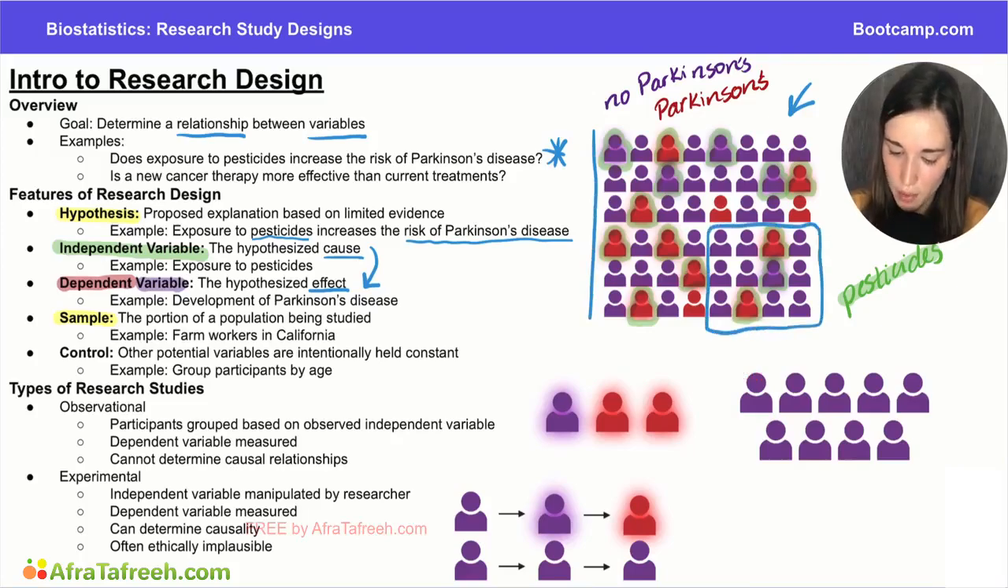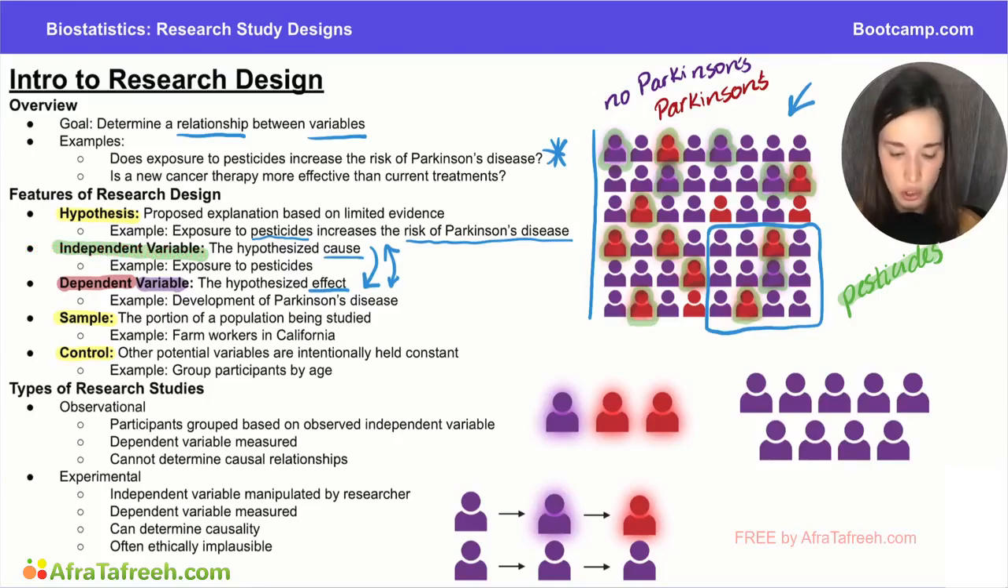So in our example, we might just look at farm workers in one state like California. The final concept I'd like to talk about is control. Controlling your study is a way to make sure that you're actually studying the relationship between the independent variable and the dependent variable, and not the relationship of some variables that you're not interested in.